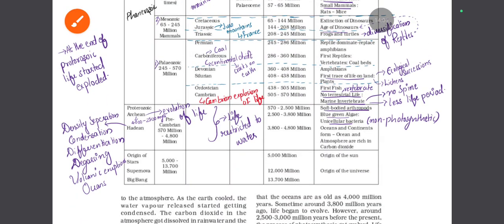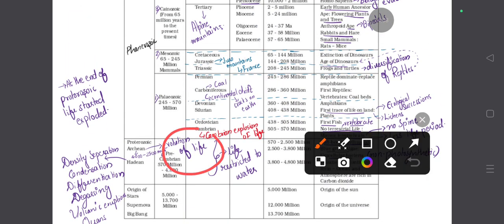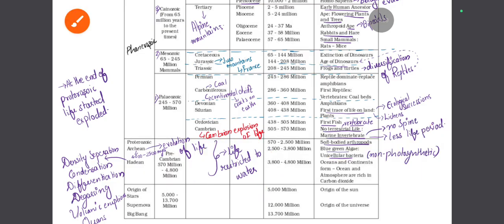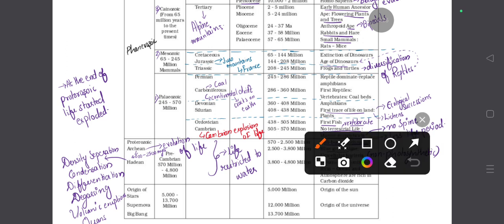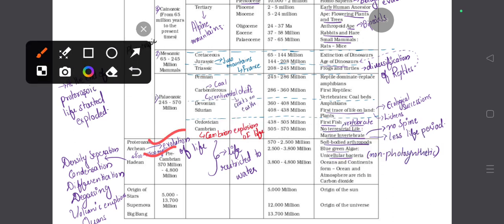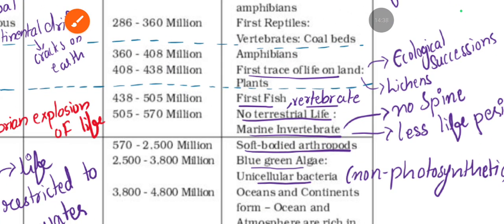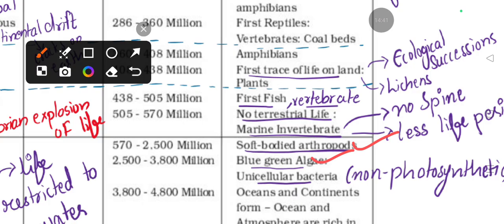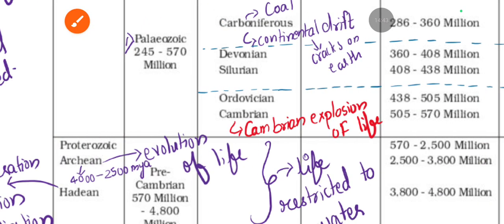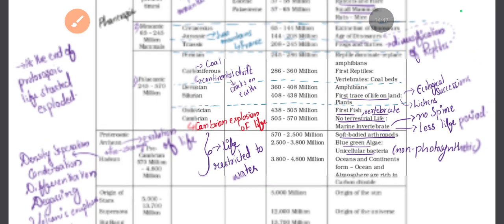So in this Archean eon, the evolution of life started. But most of the life during the Proterozoic and Archean eons was restricted to water only. Marine life was only there. No terrestrial life started during these eons. This is something you have to remember. During the Archean and Proterozoic itself, blue-green algae and soft-bodied arthropods originated. I hope you have understood.